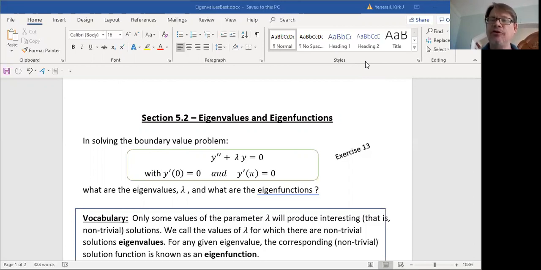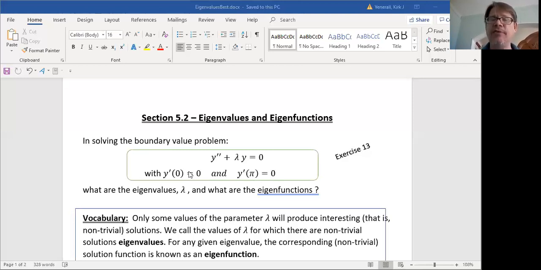So we're going to introduce those terms here in the context of one of the problems from your textbook. We're going to be taking a look at exercise number 13 here from section 5.2. The problem that it poses in problem 13 is, suppose you have the differential equation y double prime plus lambda y equals 0, where lambda is some constant, and you impose a pair of boundary conditions. Here, the boundary conditions happen to be that the first derivative of the solution at 0 is equal to 0, and the first derivative of the function at pi is also equal to 0.